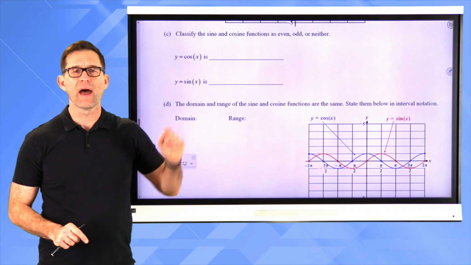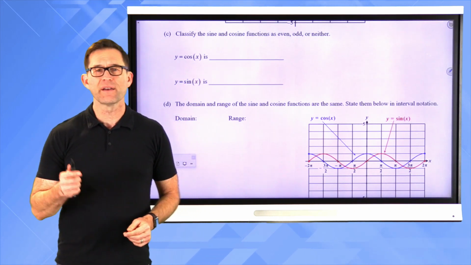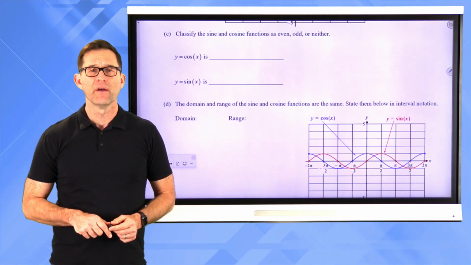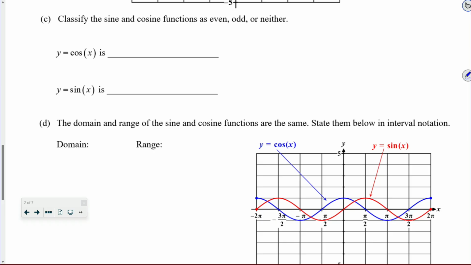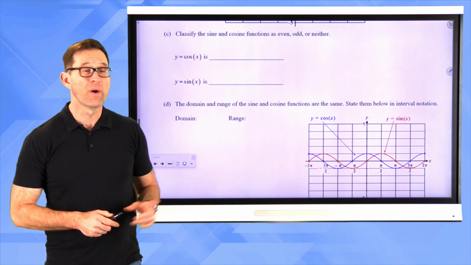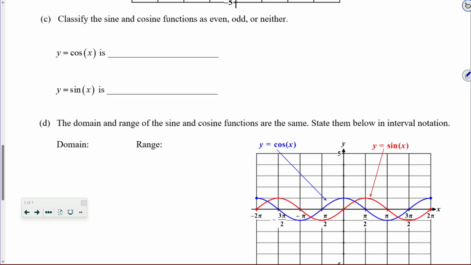So pause the video now and tell me whether cosine of x is even, odd, or neither, and whether sine of x is even, odd, or neither. All right, well, cosine happens to be an even function, and sine is an odd function.